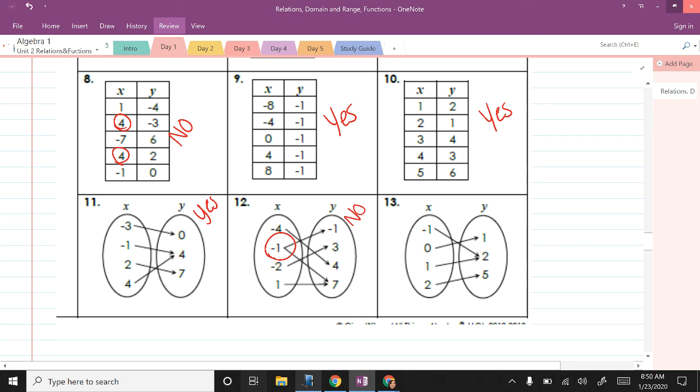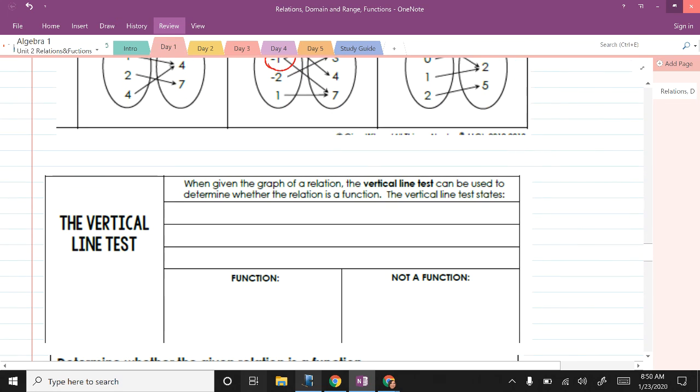Yes. Like I said, I have 2 arrows pointing to the 2, but you don't look at the y's, you look at the x's. So that one's a yes. So any questions about looking at a relation and telling if it's a function? Okay. So on the back page, which is the last page of our notes, we're going to learn about telling if a graph is a function. Raise your hand if you've heard of the vertical line test before. I think we learned about this in junior high or middle school.